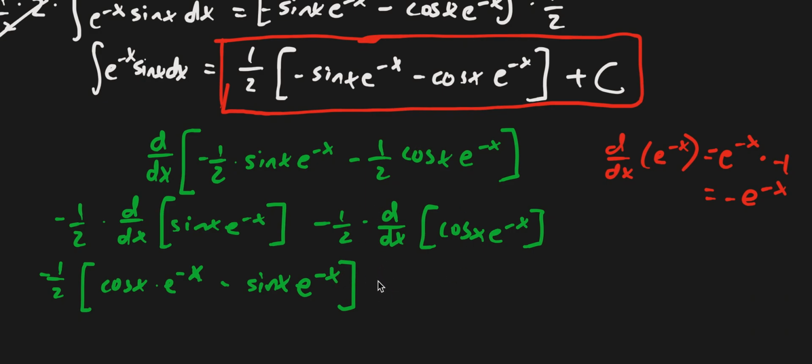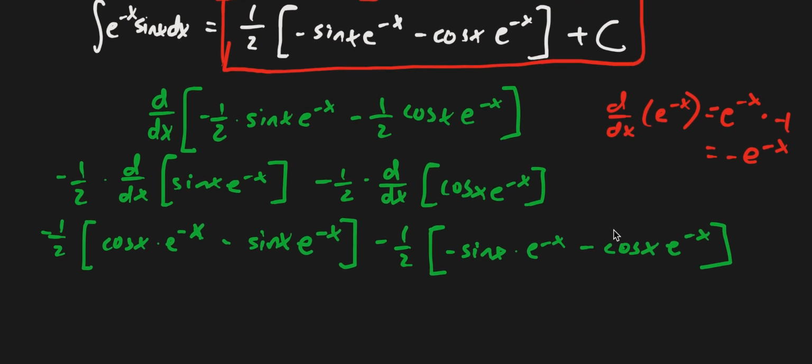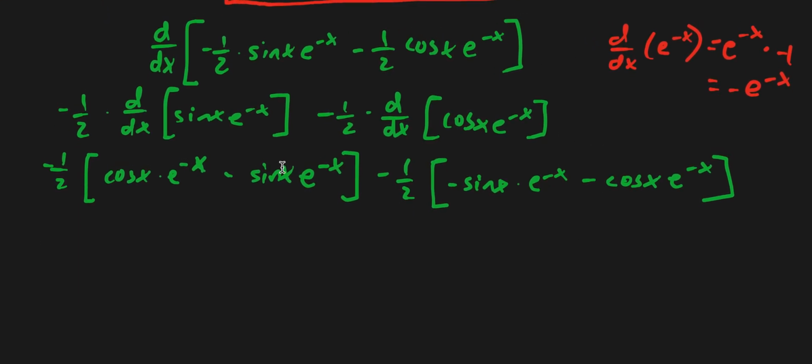And then this is going to be minus 1/2 times the derivative. So same stuff here, except we have cosine x. So that's just negative sine x times e to the negative x plus cosine x times negative, so make this minus cosine x times e to the negative x. Okay, so that was a lot. And then we can finally finish this up.